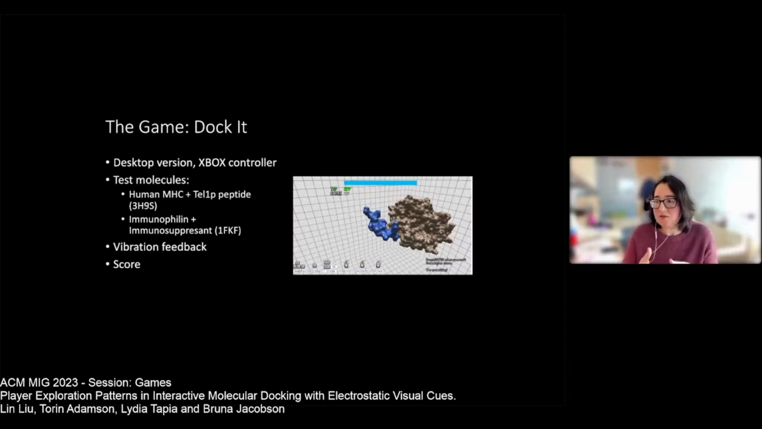Collisions don't really happen in real life. Obviously, two molecules cannot go through each other. But in the game, we allow that so that people can refine their position as they are binding to the molecule. And then they can see a score, which is calculated based on the energies.